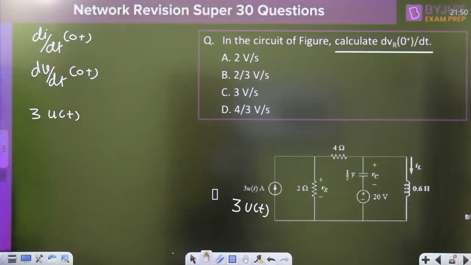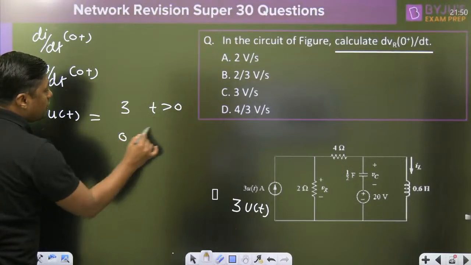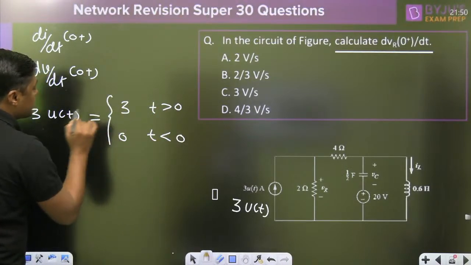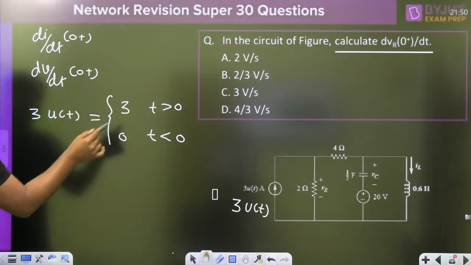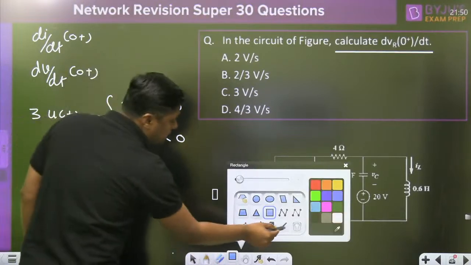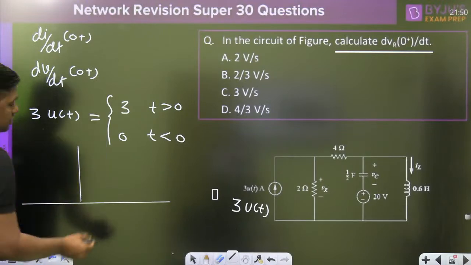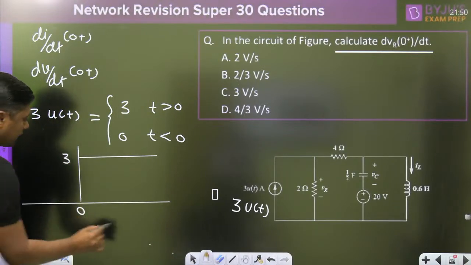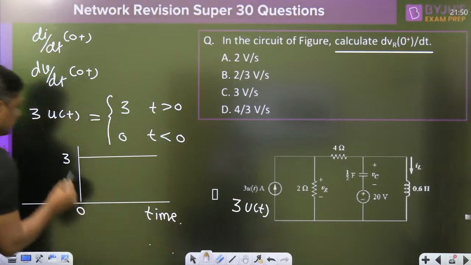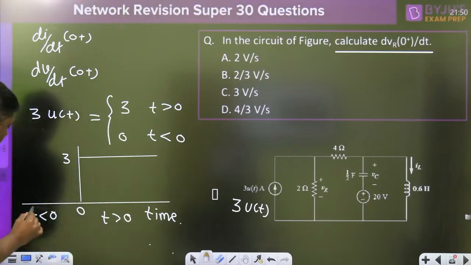3u(t) means 3 for t greater than 0 and 0 for t less than 0. It is a unit step signal, so there is a sudden change. If there is a sudden change, what is the nature of the inductor and capacitor? The capacitor does not allow a sudden change of voltage and the inductor does not allow a sudden change of current. So the step signal acts like a switch. This is time, this is the 3 volt for t greater than 0, and this is t less than 0.